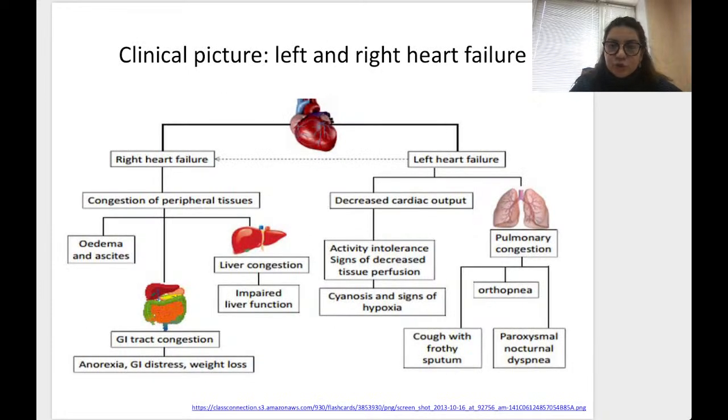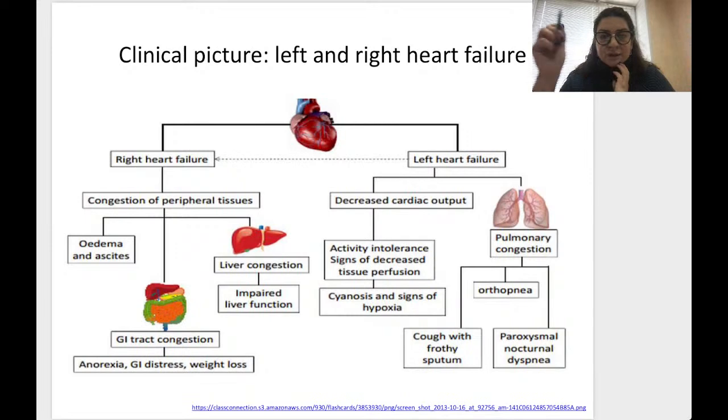And one more time, comparing left and right heart failure. In right heart failure, in the first place is congestion, and it is edema of lower extremities, it is ascites, it is liver congestion with impaired liver function, and GI tract congestion with anorexia, GI distress, and weight loss. It is right. What about left?